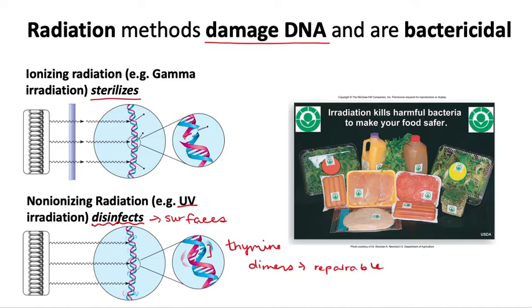It can't penetrate multiple layers, so it wouldn't be very useful if you were trying to irradiate ground beef. If we're irradiating ground beef, we want to get through all of the layers to make sure that we kill microbes that are mixed up within that ground beef.